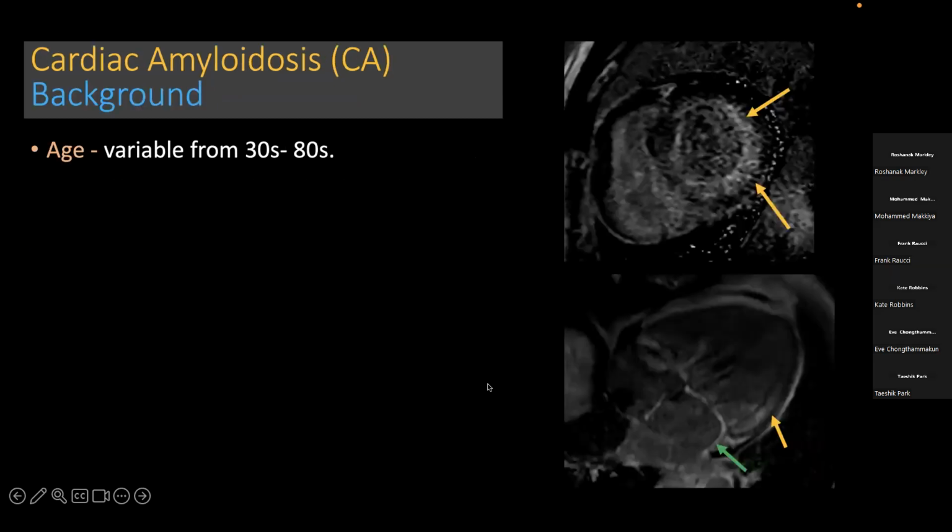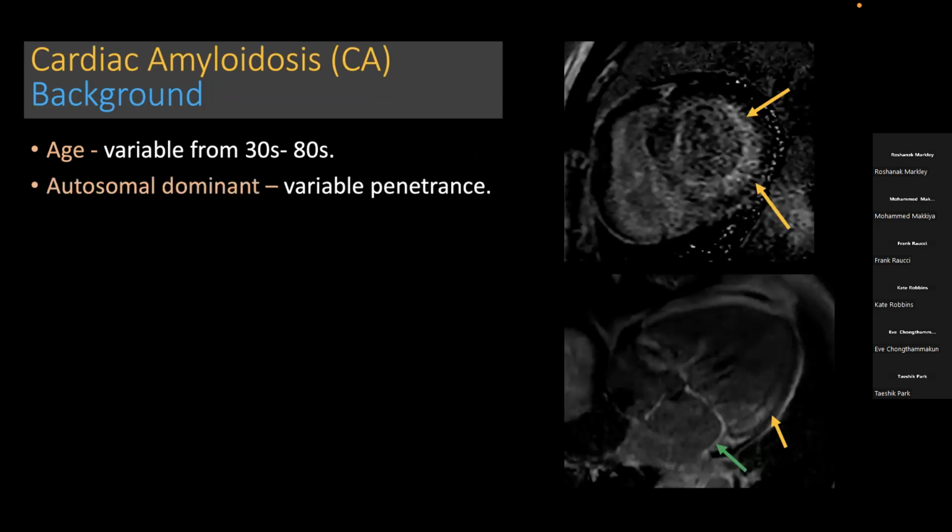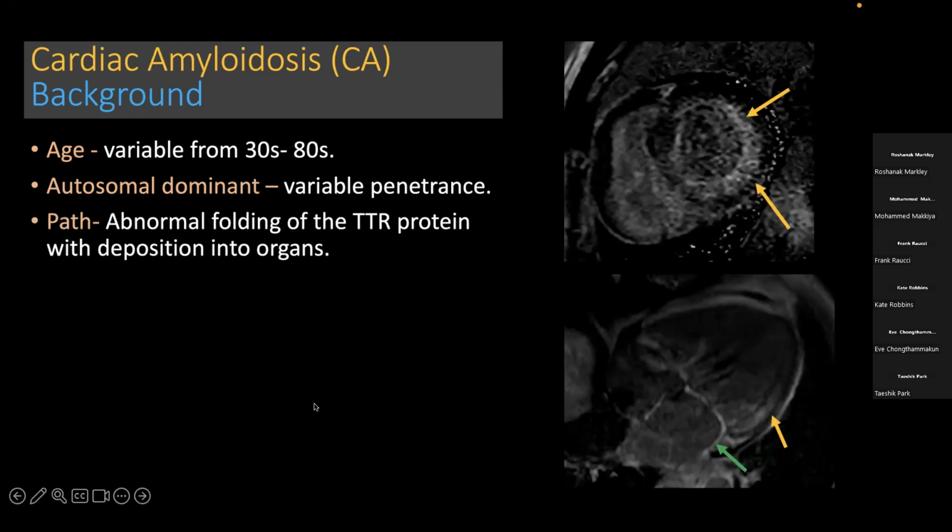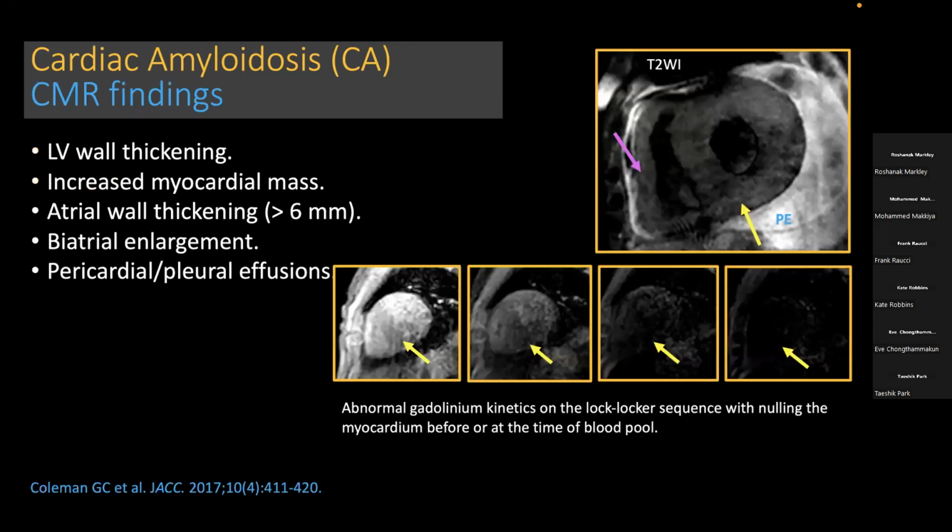The age of presentation of the transthyretin type is variable, from 30 to 80 years old. It's an autosomal dominant disease, but again it has variable penetrance. It can show at an early age or very late in age. The pathophysiology of that disease is abnormal folding and deposition of the transthyretin protein into different organs, including the heart.